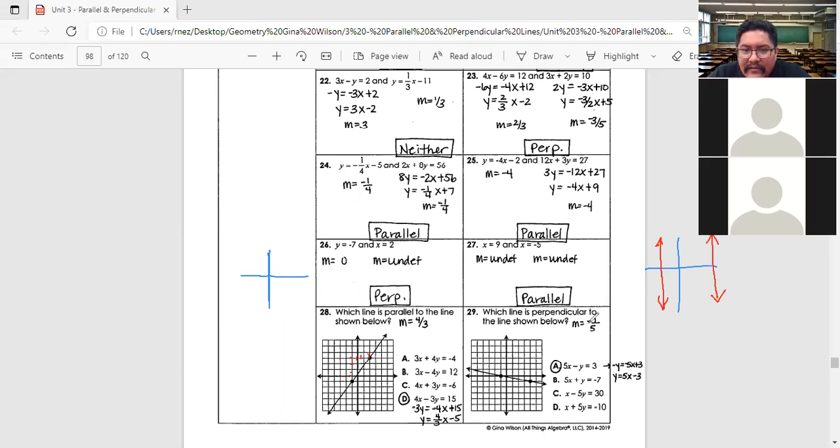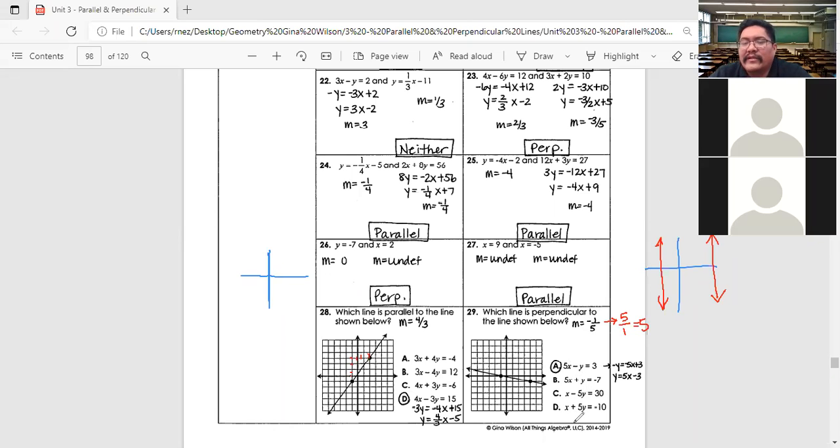Which one is perpendicular? So we want one that is perpendicular to down 1 over 5. So actually what we want is we want the slope to be not negative, so it'd be 5 over 1, or just plain old 5. So let's look at all of these choices.